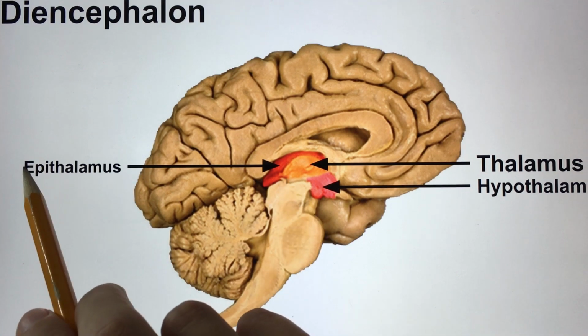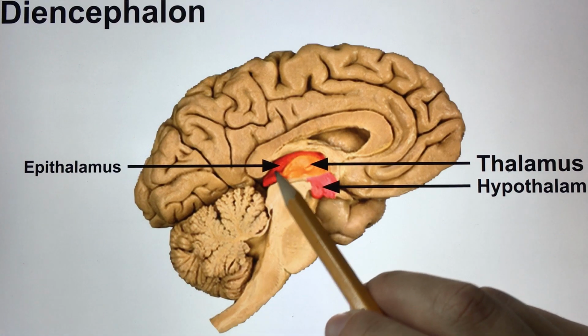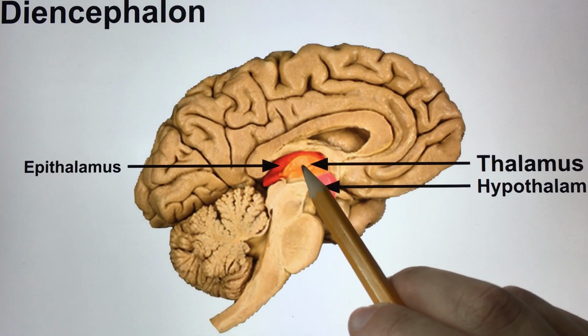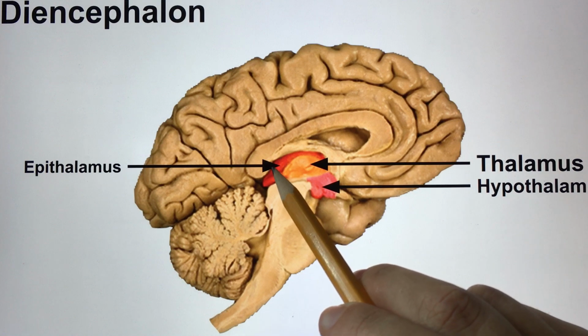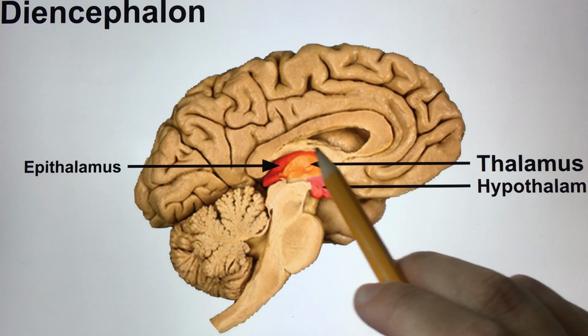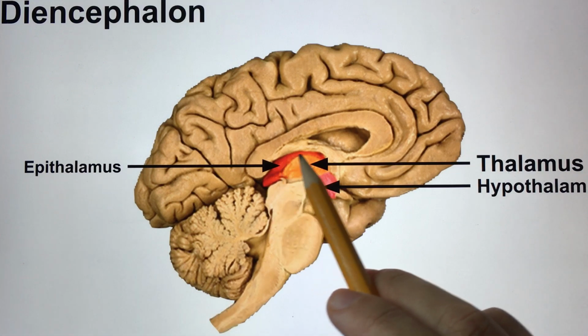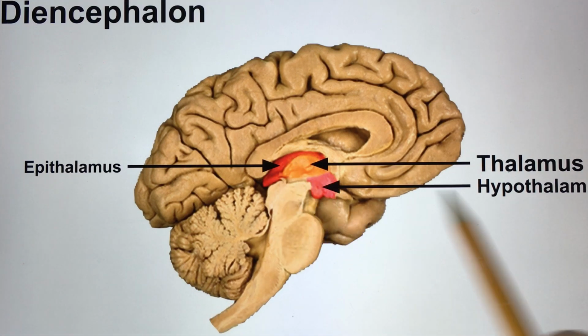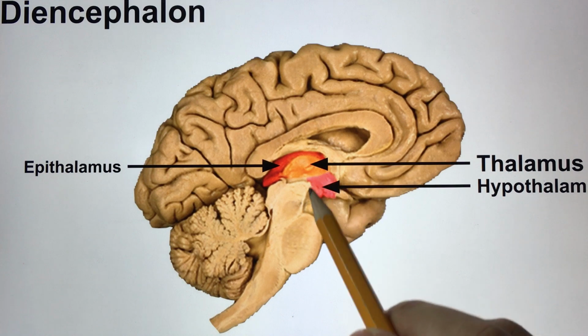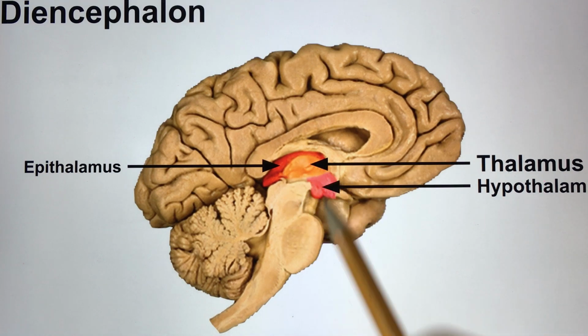And the last part of diencephalon is epithalamus. Epithalamus is the part that is posterior and superior to thalamus. Epithalamus means above thalamus, so it's kind of like above the thalamus. And hypothalamus means below the thalamus. It's the part below, lower than the thalamus.